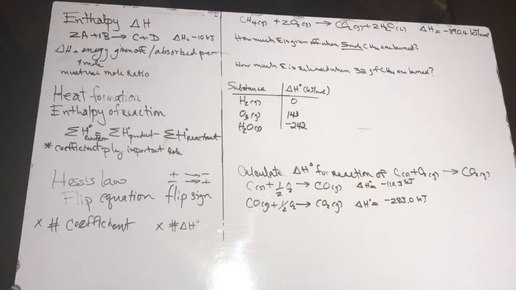Enthalpy. So enthalpy is the energy given off or absorbed per 1 mole. In this case, you're going to have to utilize the mole ratio in order to calculate the real amount of energy that is being absorbed or released from a certain chemical reaction. So let's go ahead and look at the first chemical reaction.